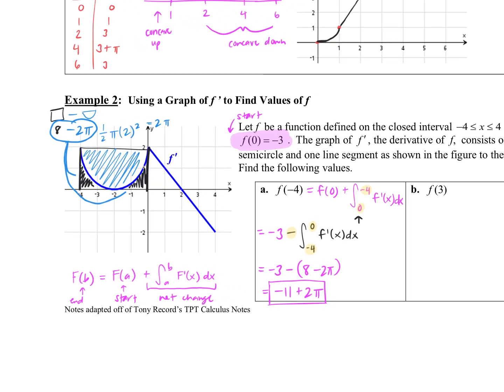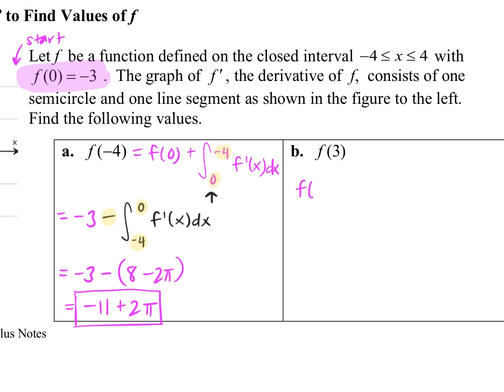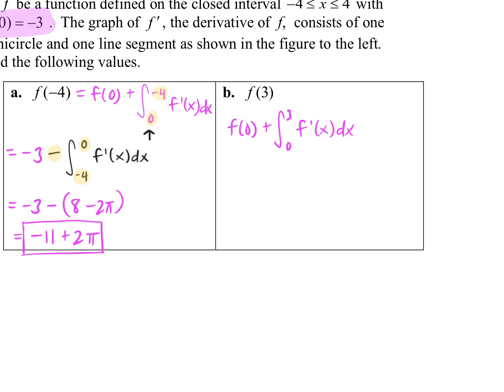Let's try out the next one, f of 3. Again, we still are given the starting value of f of 0. So I'm going to start with f of 0, and then add the integral of the net change from 0 to 3, so the integral from 0 to 3 of my derivative function. Now, do I need to change the order from 0 to 3? Does 0 to 3 make sense in terms of an x-axis? Yeah. So we can leave that, and now we can just put our information in. f of 0 is negative 3.